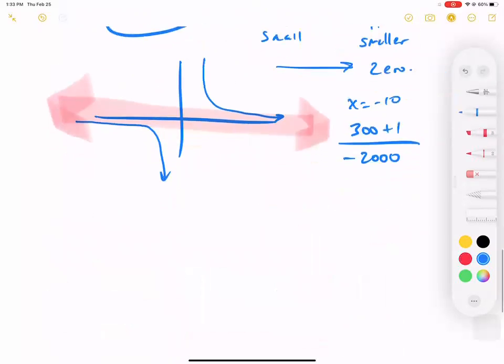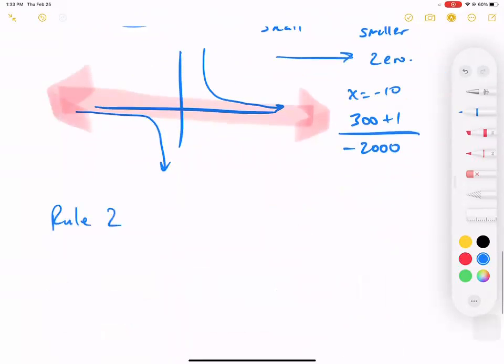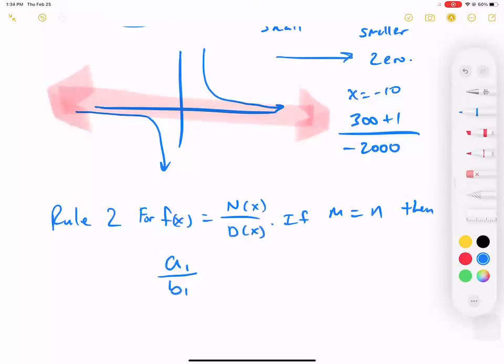Rule number 2. What if the exponents are exactly the same? For f of x equal to numerator on top, denominator on bottom, if m is equal to n, what if both exponents are exactly the same? Then we take our front values, a1 over b1, and that is a horizontal asymptote.